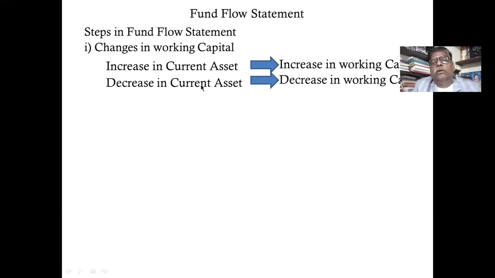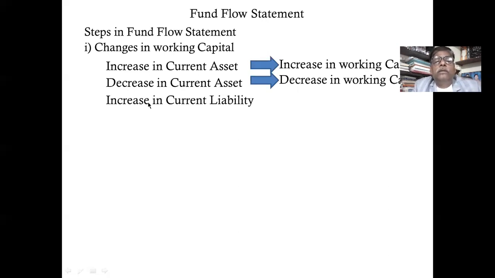Remember this. Okay, from last year to current year, if there is an increase in the current asset item, then there is an increase in the working capital. If there is a decrease in the current asset, there is a decrease in the working capital. This is the rule you have to follow.